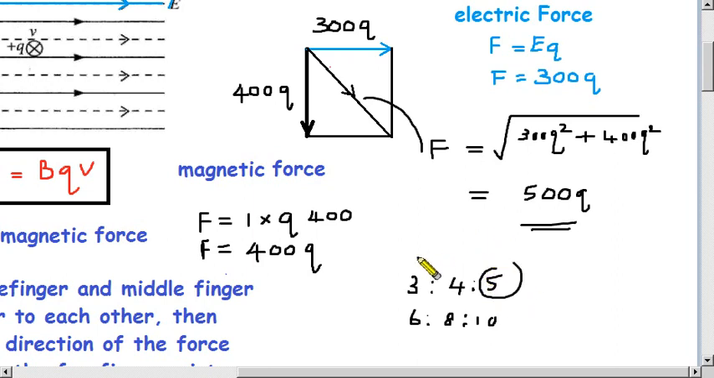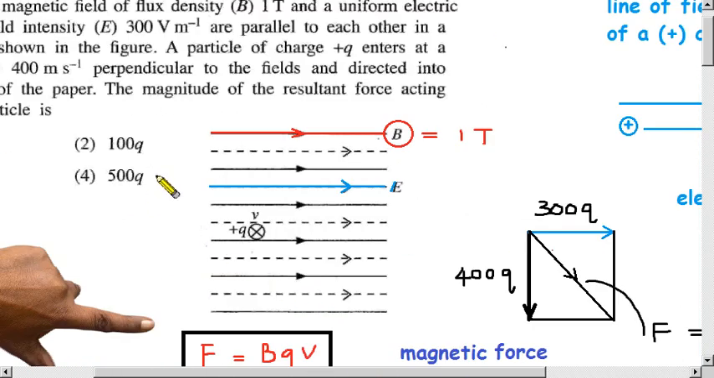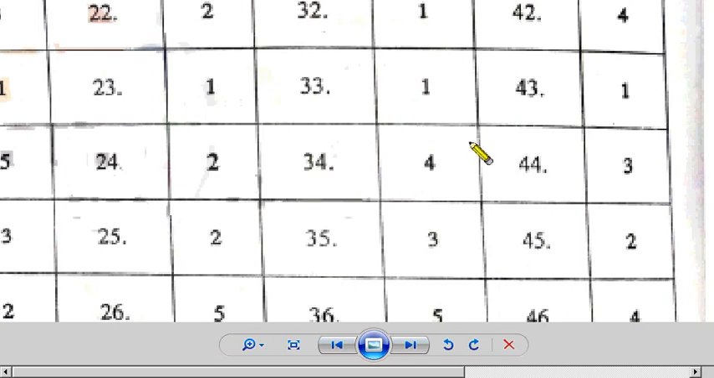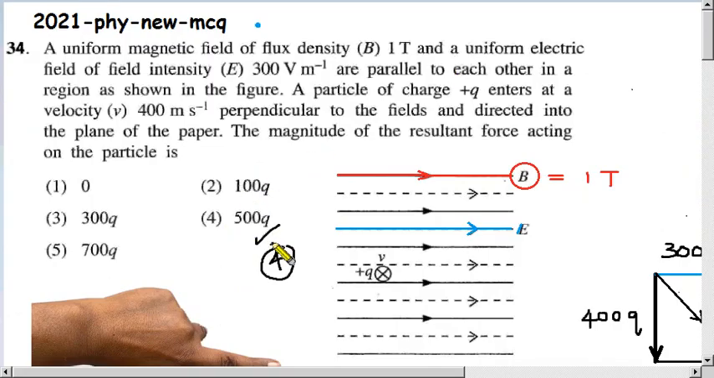So remember this one. When there is a 3 and a 4, definitely the value is 5. So therefore the resultant is 500 Q. So the answer is this one, 500 Q, the fourth one. Let's check the answer. The answer is the fourth one. So the answer is correct. The answer is the fourth one, 500 Q.